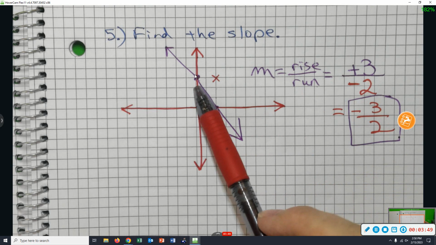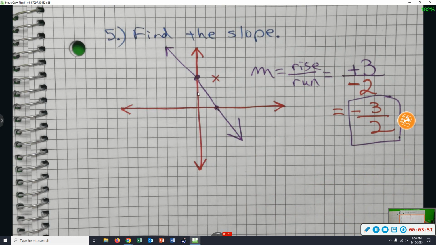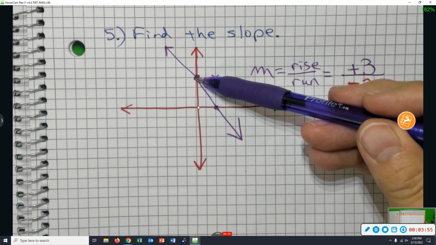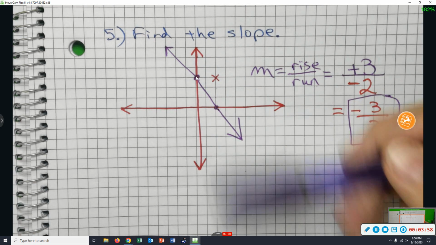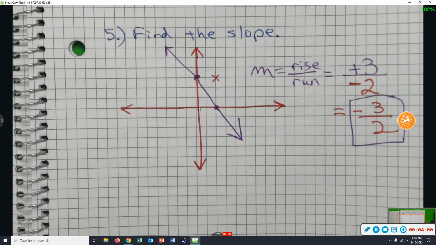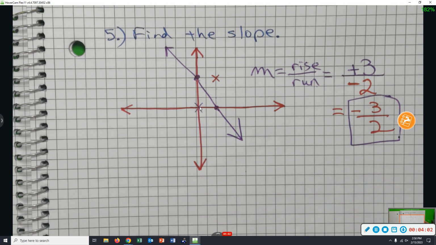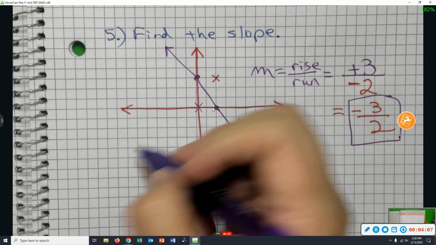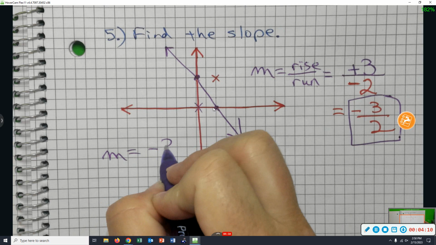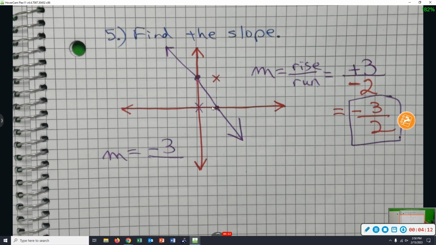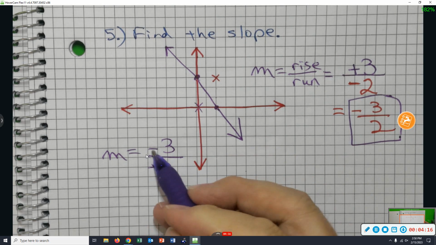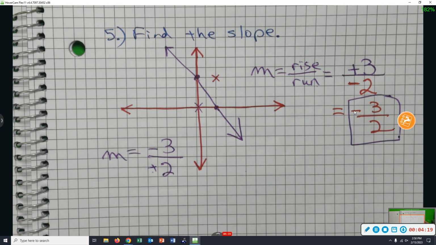Realize if you had started at the top point and moved down, what would your rise be? Would it be positive or negative? It would be a negative 3. You got that little x there now. Then your run would be positive 2.